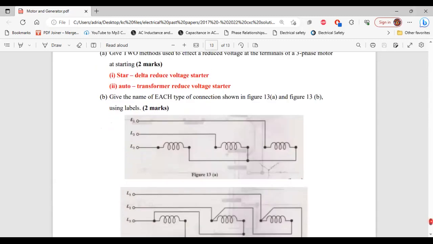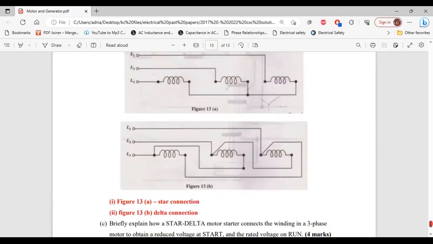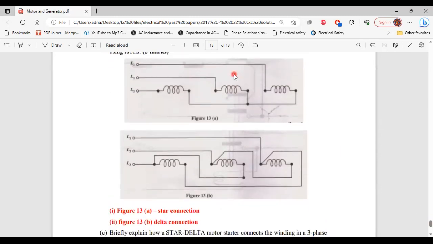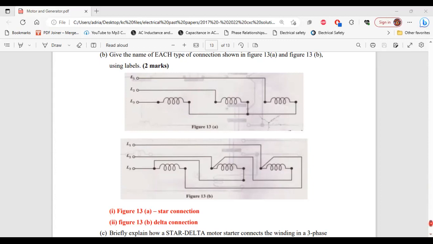For part B, it says give the name of each type of connection shown in figure 13A and figure 13B using labels. All right, so for figure 13A, that is a star connection. For figure 13B, that's a delta connection. All right, so that's it for part B. So let's move on to part C.